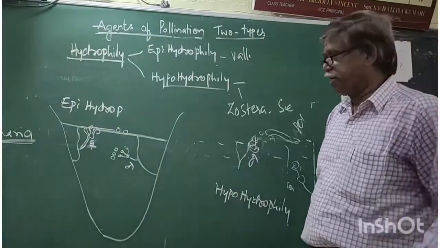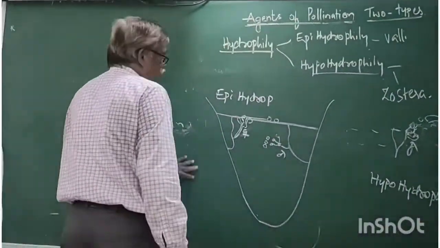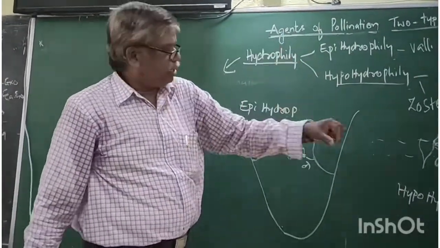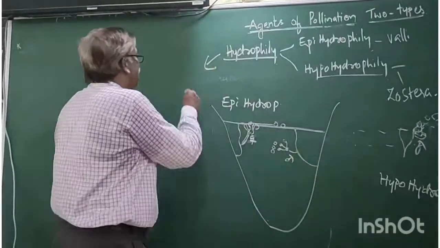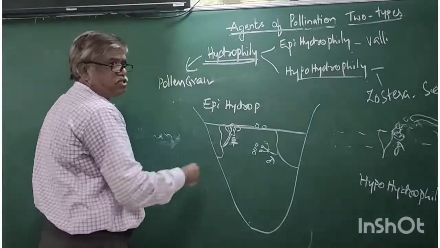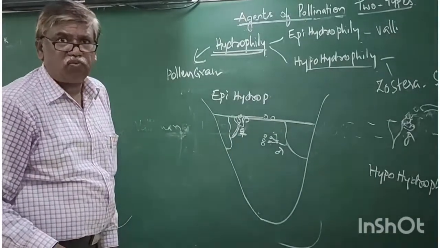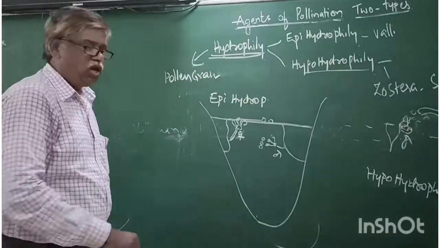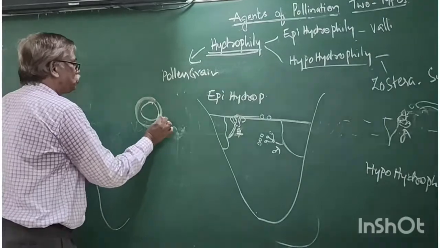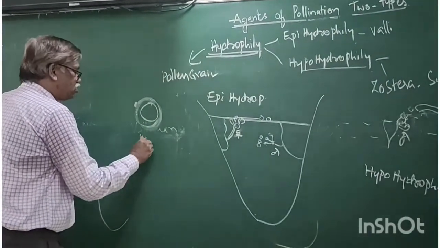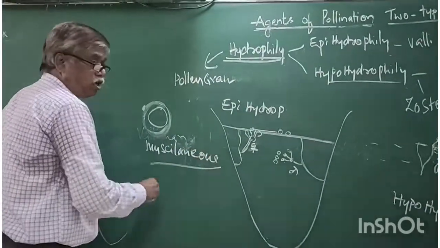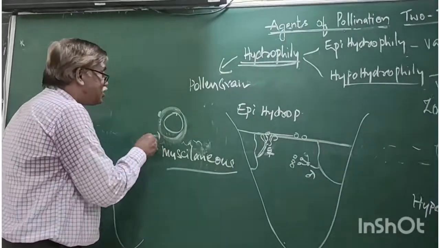But most important, the pollen grains of hydrophilous flowers, either epi or hypo, either spherical or ripple, whatever it may be, are covered by a mucilaginous sheet, which is water resistant.